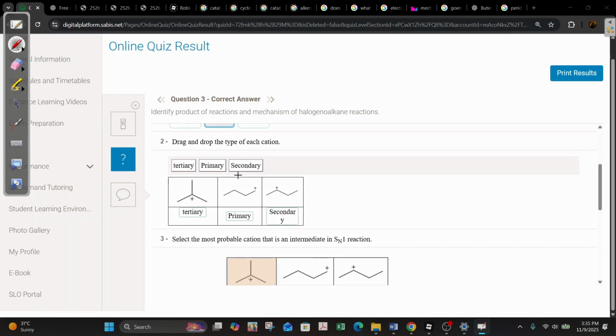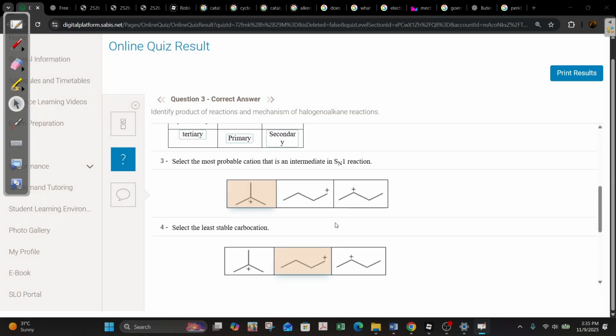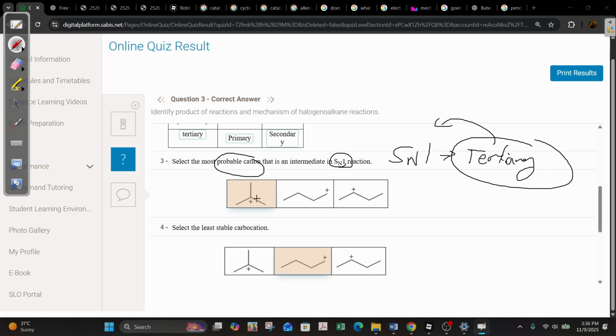Next. To see the type of carbocation, you count the number of R groups. For this we have 3 R groups, so it's going to be tertiary. This has only 1 R group, so it's going to be primary. This is going to be secondary, since there are only 2 R groups. There you go. That's easy. An SN1 reaction is only for tertiary and secondary. It can be tertiary or secondary, but the most probable will always be tertiary, so it'll be this one.